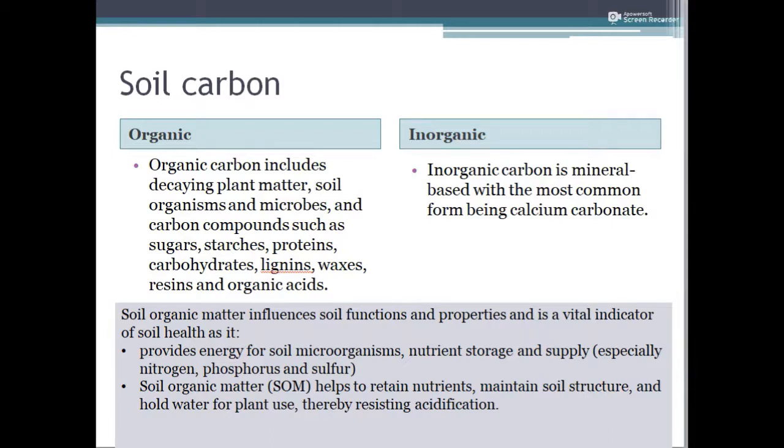Soil organic matter plays an important role in soil function. It provides energy to the soil microbes, serves as nutrient storage, and also supplies nitrogen, phosphorus, as well as sulfur. Organic matter helps to retain nutrients, maintain the soil structure, hold water for plant use, and also prevent the acidification of the soil. If the soil becomes more acidified, what would happen? Plant growth would be inhibited.